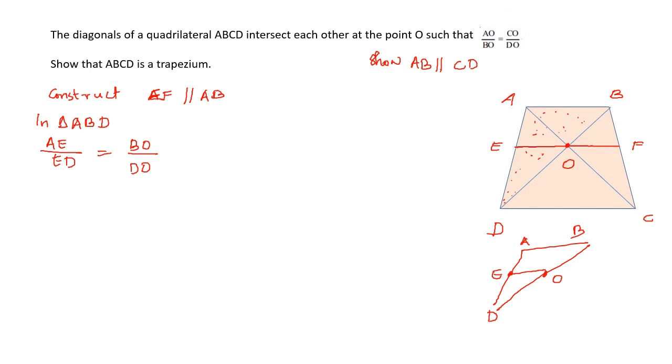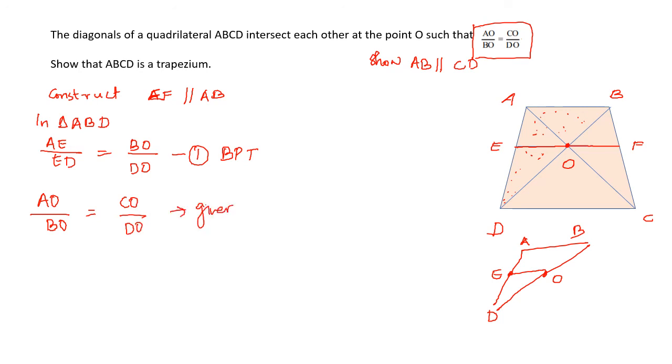Now, see here children. This is my first equation, by BPT. Now, what is given to us? It is given that AO by BO is equal to CO by DO. From what is given, you can cross multiply like what we did earlier. We'll get AO by CO is equal to BO by DO. So this is the second equation.